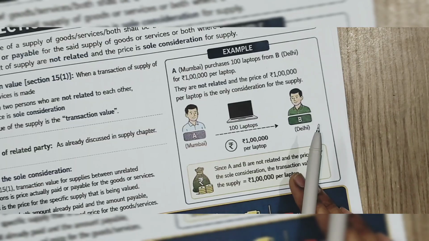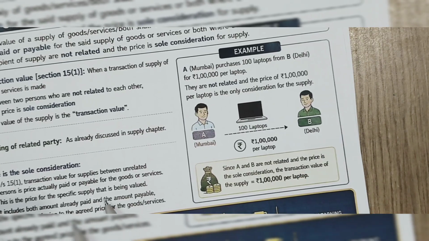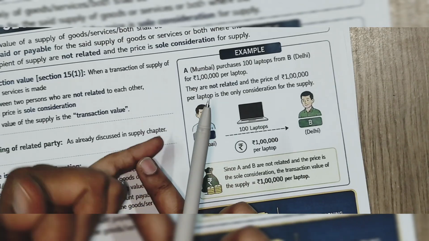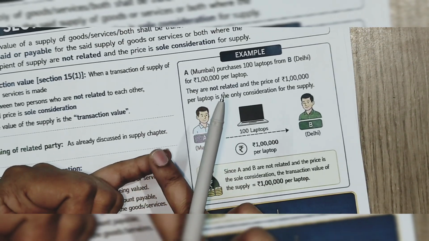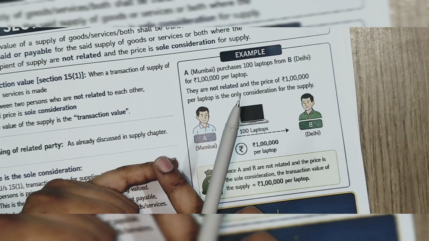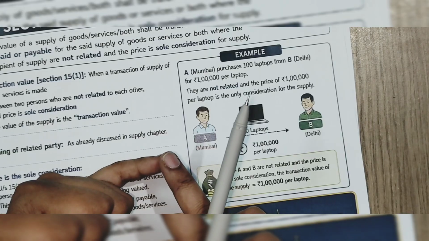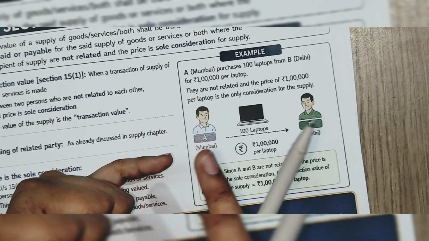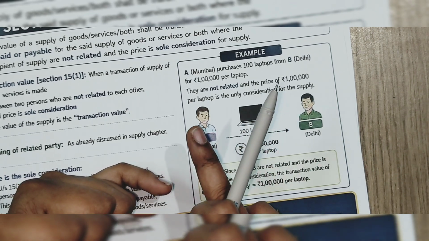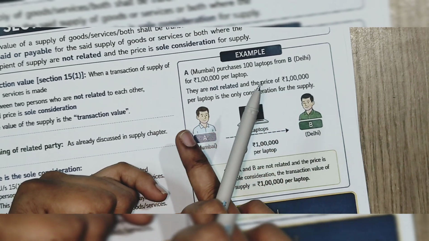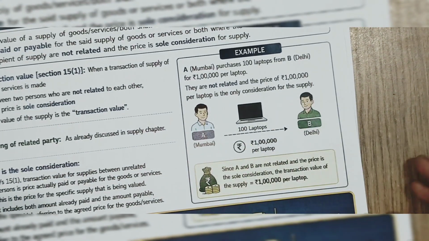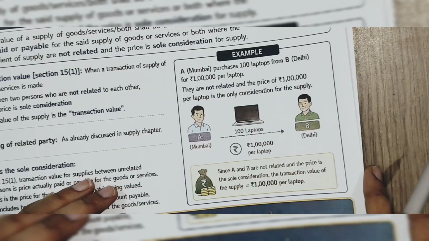Remember what section 15 subsection 1 says? The value of supply of goods, service, or both will be called the transaction value, and the transaction value will be the price which you have actually paid or payable, and it is between unrelated persons. They are not related persons, and price is the sole consideration.